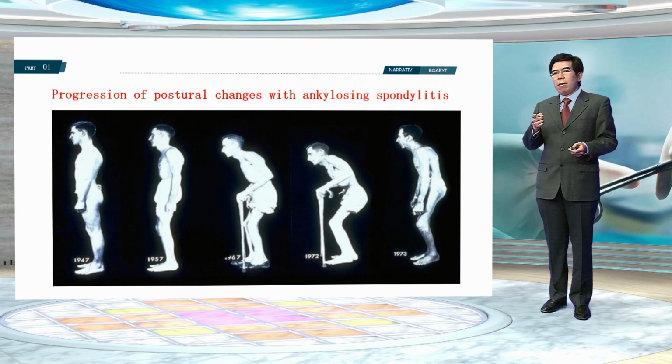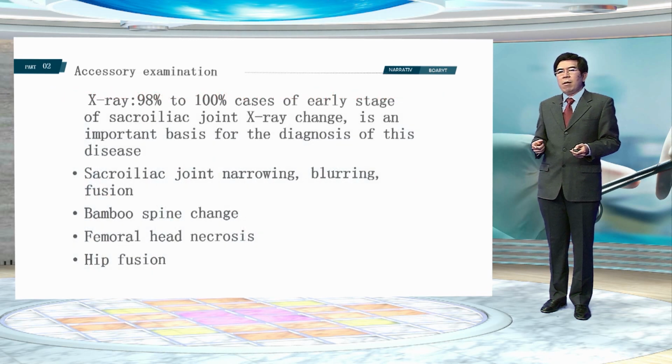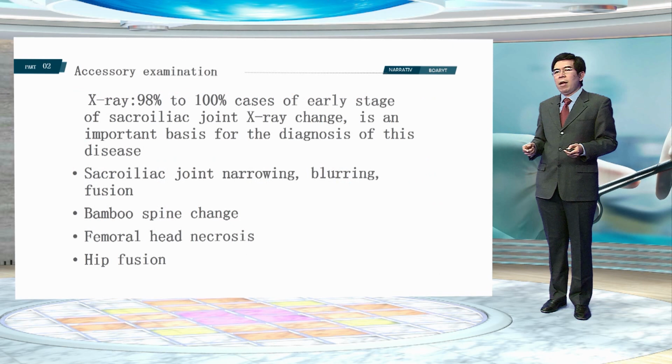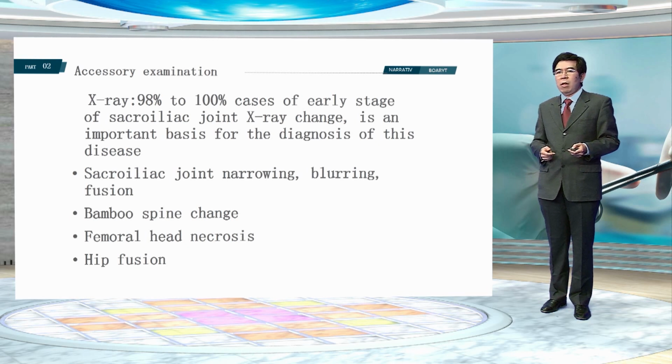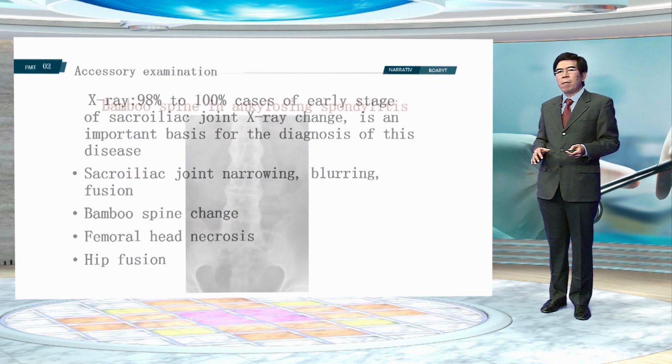Now look at this picture. It's a man who suffered from serious AS over a long period of time. On the X-ray, in 98% to 100% of cases, the early stage sacroiliac joint X-ray change is an important basis for the diagnosis of this disease. You can see sacroiliac joint narrowing, the bamboo spine change, femoral head necrosis, and hip fusion.